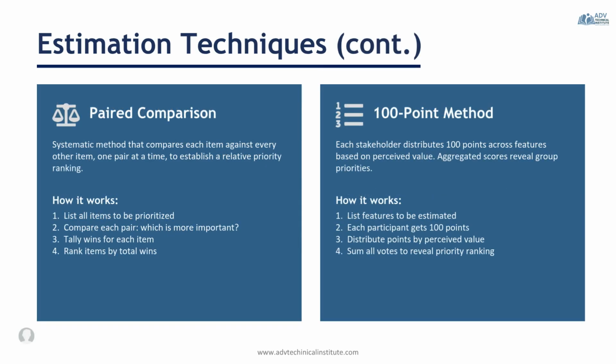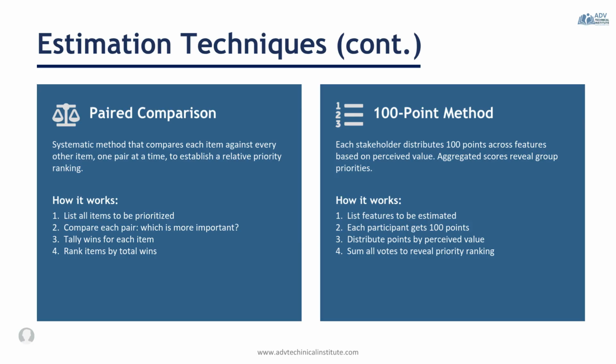Estimation techniques continued. Let's take a moment to talk about paired comparison. The paired comparison method helps teams rank items by comparing them two at a time instead of trying to prioritize a long list at once. Each item is compared against every other item, and stakeholders decide which is more important. The item that wins the most comparisons receives the highest priority.